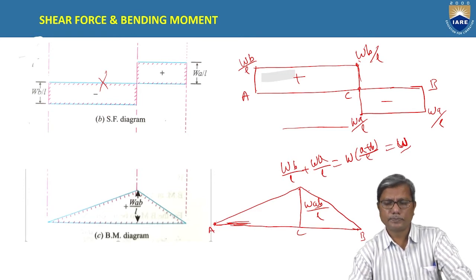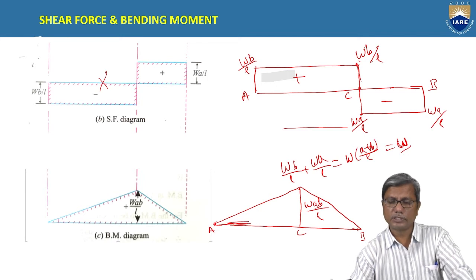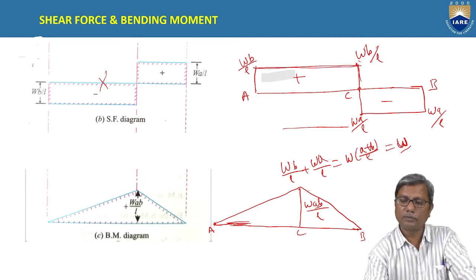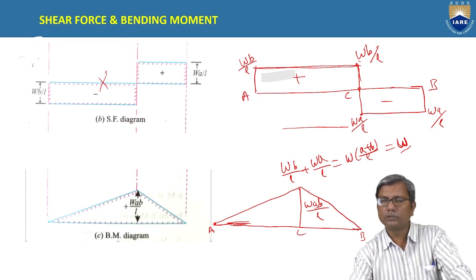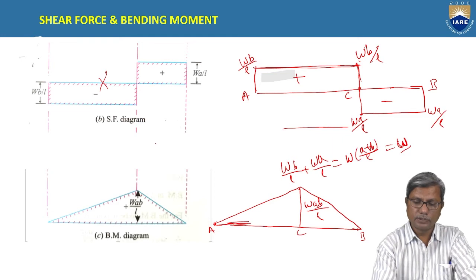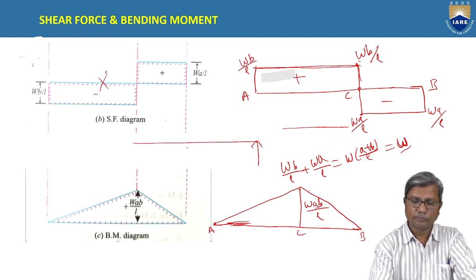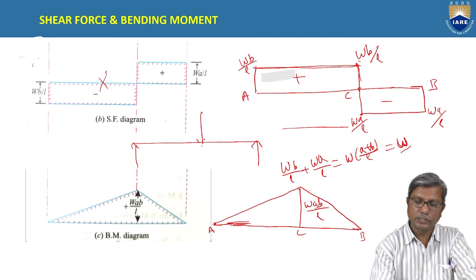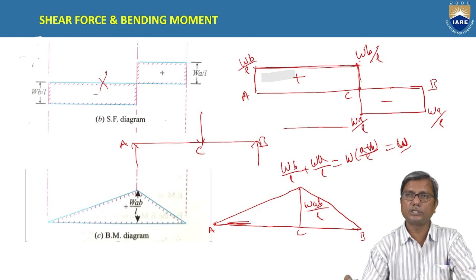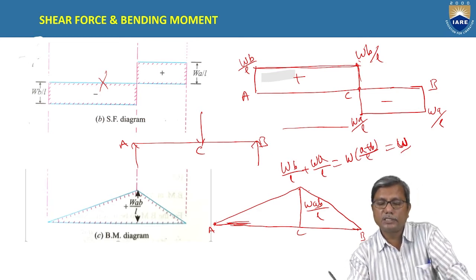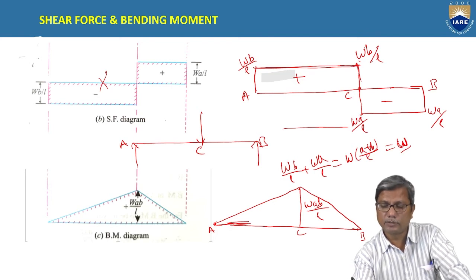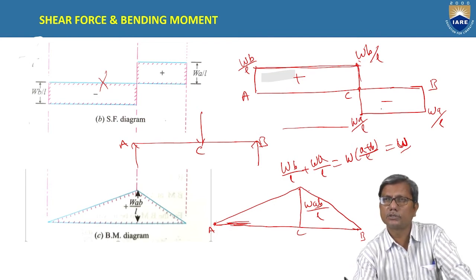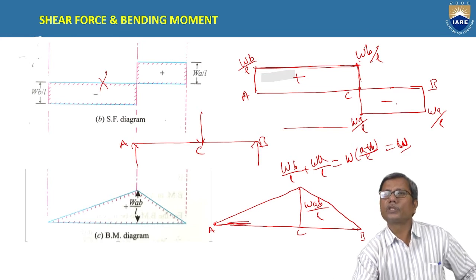And what else? The shear force remains constant. If you observe the loading diagram, there is a load at C, and between A and C there is no load. Similarly, between C and B there is no load. So between A and C, the shear force remains constant, WB by L. Similarly, between C and B, the shear force remains constant, that is WA by L.